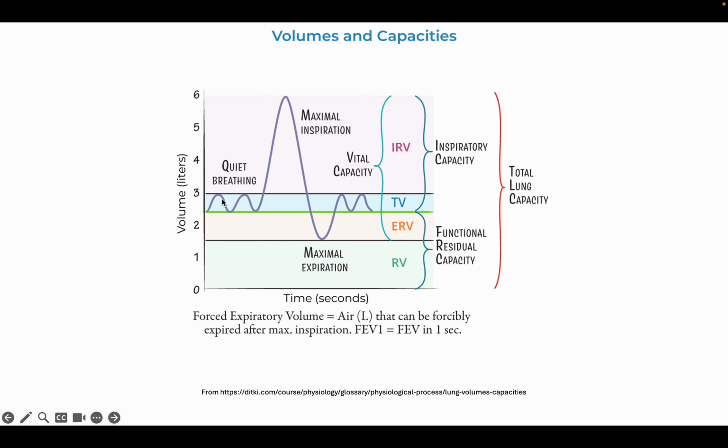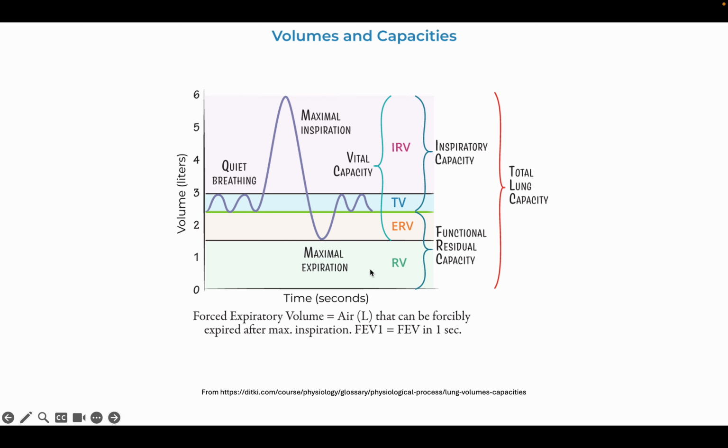If you breathe in as much air as you possibly can, that is your inspiratory reserve volume, from the top of tidal to your maximum total air. If you blow all the air out that you possibly can, that is your expiratory reserve volume, from the bottom of tidal to the bottom of the maximum possible expiration that you can do.